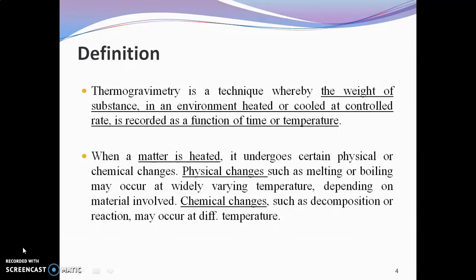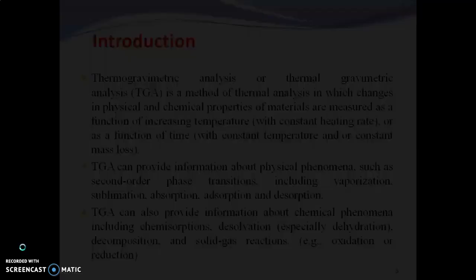Thermogravimetry is a technique where the weight of a substance in an environment heated or cooled at a controlled rate is recorded as a function of time or temperature. When matter is heated, it undergoes certain physical or chemical changes. Physical changes such as melting or boiling may occur at a wide variety of temperatures, depending on the material involved. Chemical changes such as decomposition or reaction may occur at different temperatures.